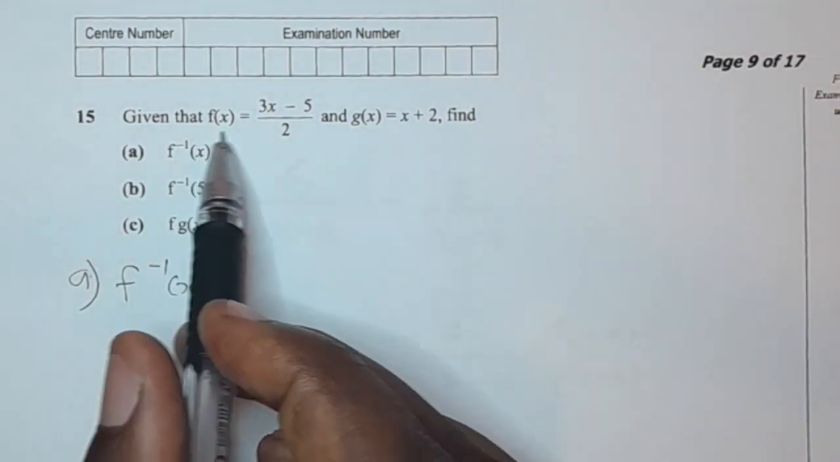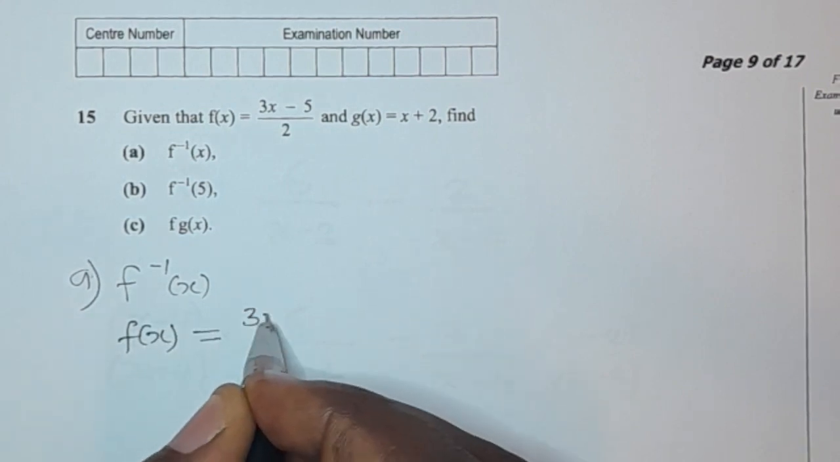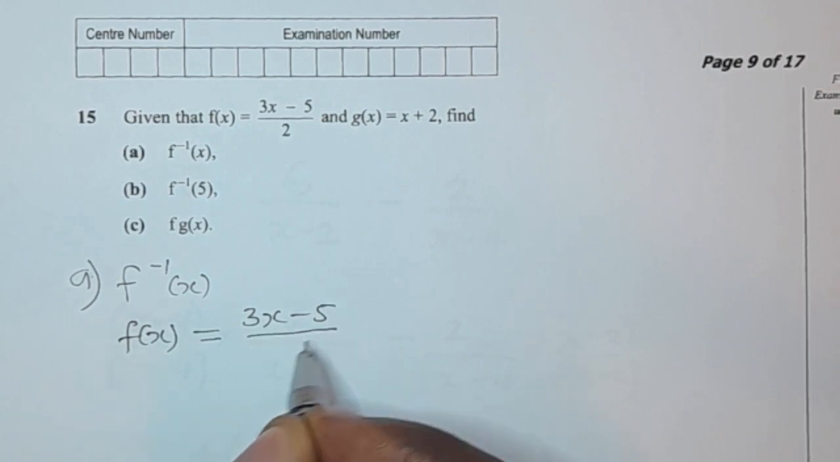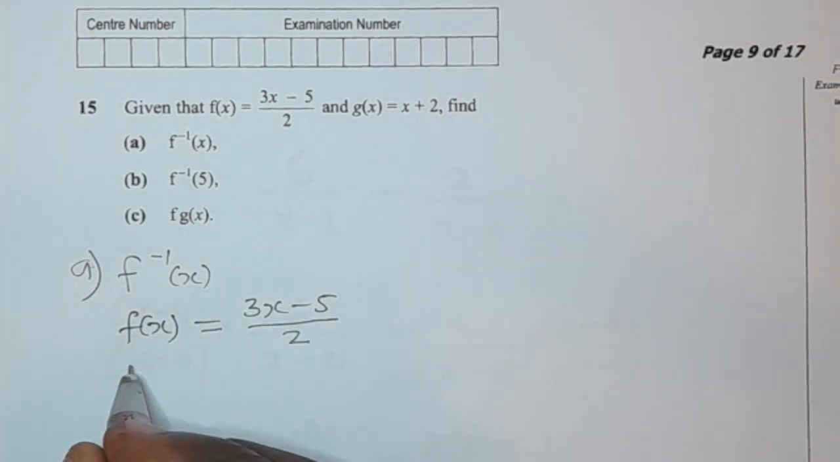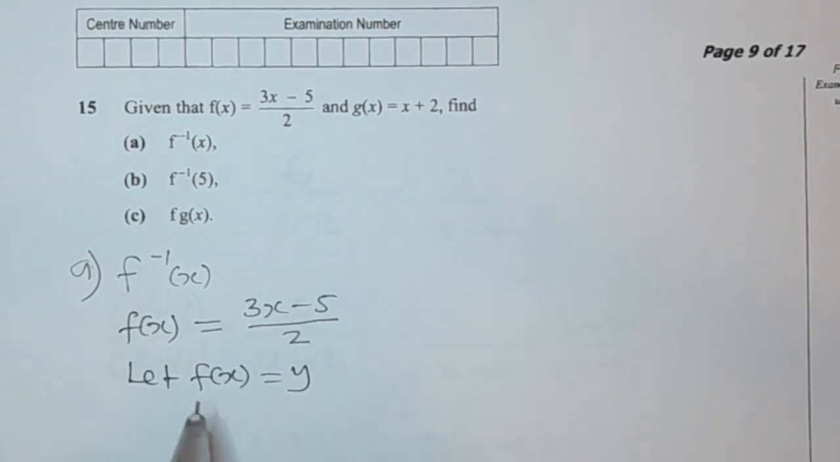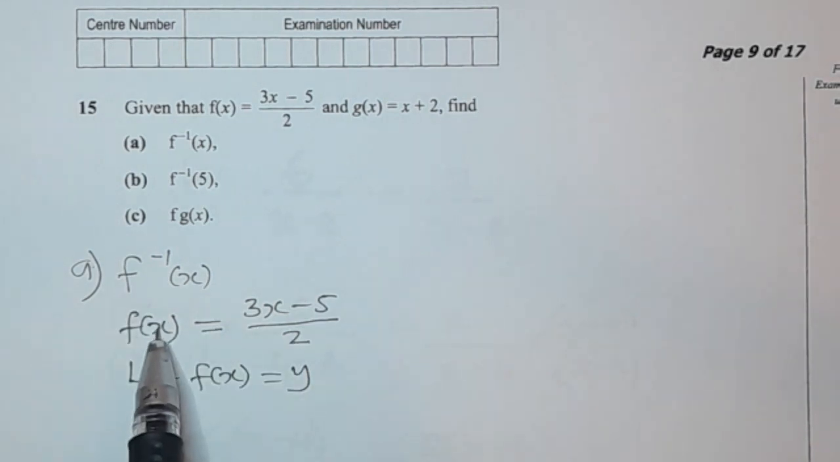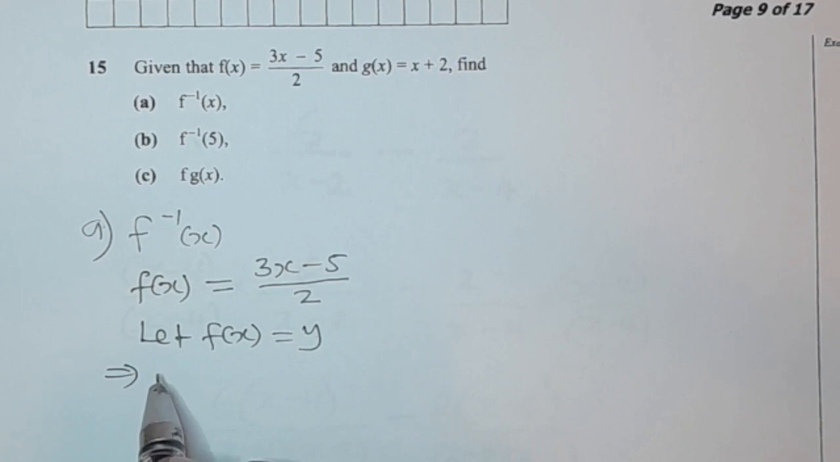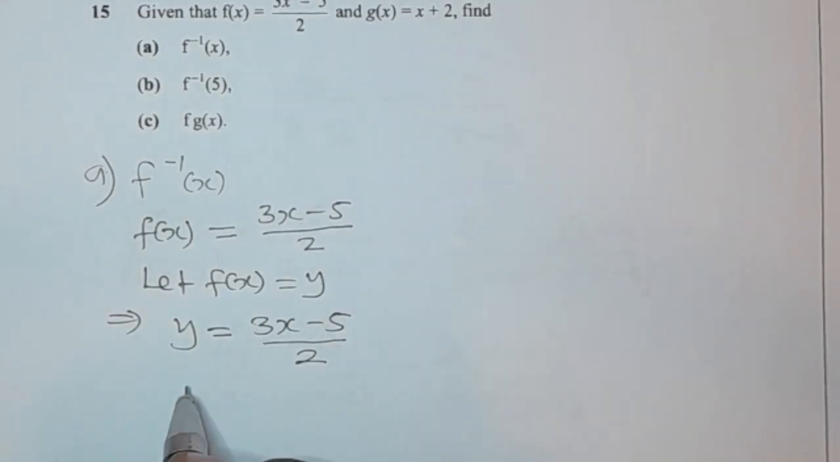So first of all, let's rewrite the function f of x. So we have f of x is equal to (3x minus 5) over 2. So for us to find the inverse of this function, first of all, we'll say let f of x be equal to y. So this means that in this function, where there's f of x, we're going to replace y. So this will imply that we'll have y is equal to (3x minus 5) over 2.